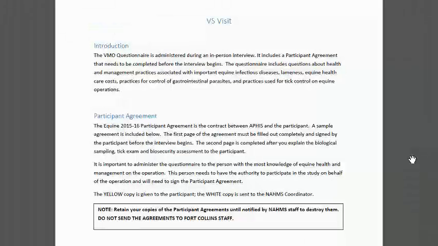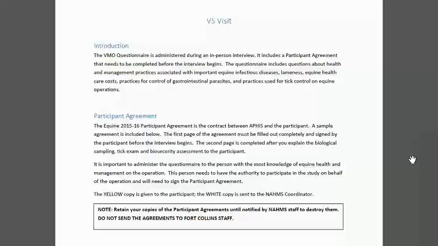The packet that you'll get includes the participant agreement. And this needs to be completed before the interview. I've said this before, but these people have not agreed to participate until they've signed the participant agreement. The participant agreement is in your manual, and it'll be on the cover of the questionnaire. The first page must be filled out completely and signed by the participant before the interview.